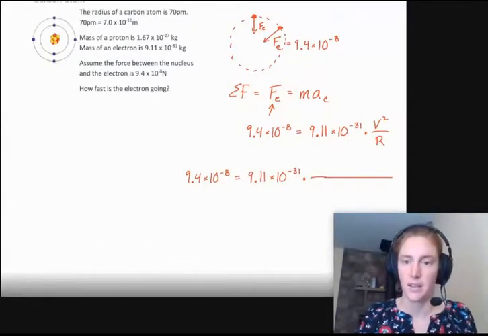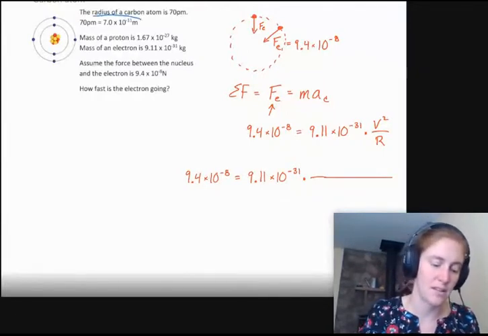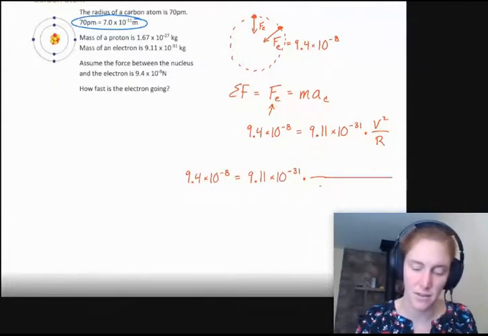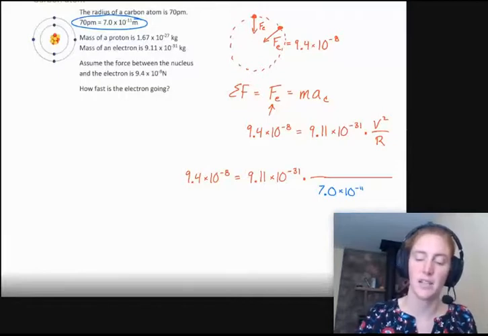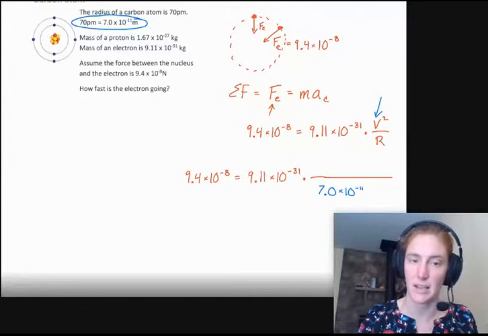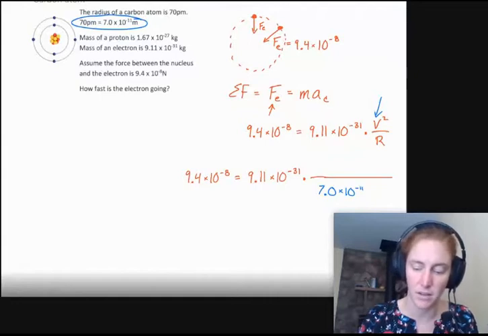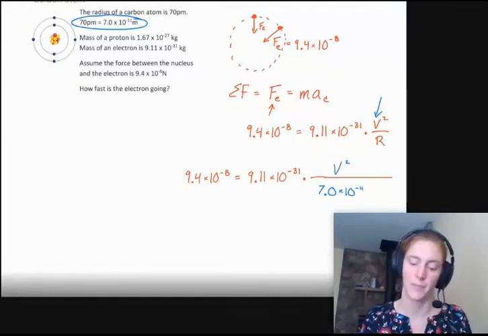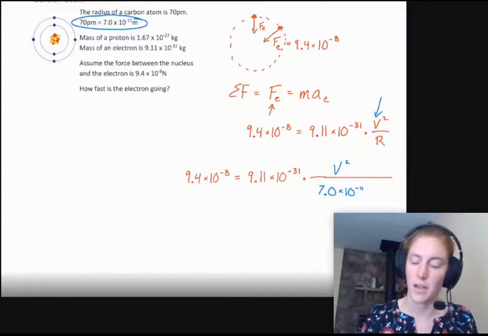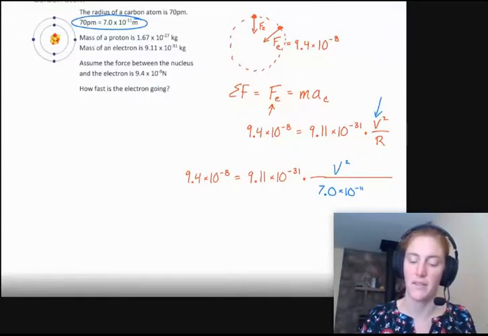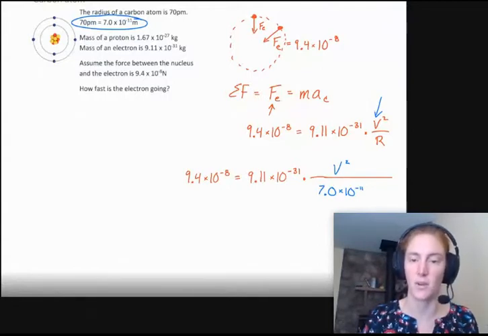So now I'm going to plug in the values for my velocity and for my radius. The radius that we're given is 70 picometers. So that's 7.0 times 10 to the negative 11. And then for velocity, we need to remember that velocity is equal to our change in position over change in time. But all we're trying to solve for here is velocity, so I'm not going to care about that. I'm just going to put in v squared. And then I just need to solve it. So I'm going to multiply both sides by 7 times 10 to the negative 11 and divide both sides by the 9.11 times 10 to the negative 31 to get v squared by itself.